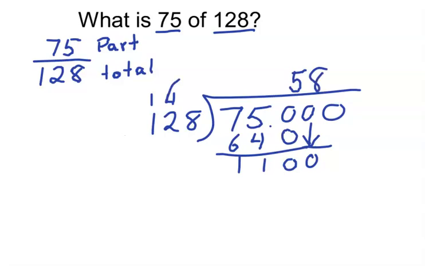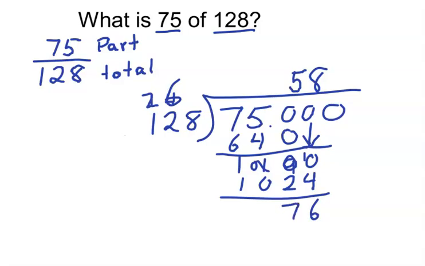8 times 8 is 64. Let's see if this works. 8 times 2 is 16, plus 6 more. So 16 plus 6 is 22. And then 8 times 1 is 8, plus 2 more is 10. All right, so now we're going to have to borrow this 1 and make it a 0. This will make this a 9. This makes it a 10. 10 minus 4 is 6. 9 minus 2 is 7. And then 0 minus 0 is 0. Okay, so we're left with 76.